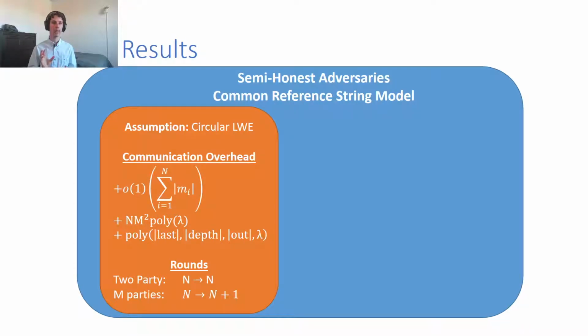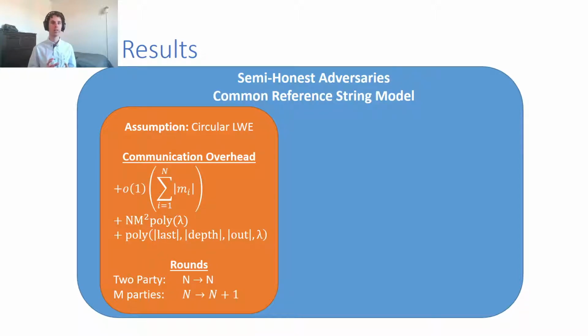We do have a communication overhead of little o of 1 times the worst case communication complexity of the insecure protocol, but asymptotically, this is simply going to be an additive overhead rather than a multiplicative overhead as we saw previously. We do have some polynomial dependence on the last message, the depth of the output circuit, and the size of the output, as well as the security parameter lambda. However, previous work has shown that overcoming this dependency will require some form of program obfuscation.